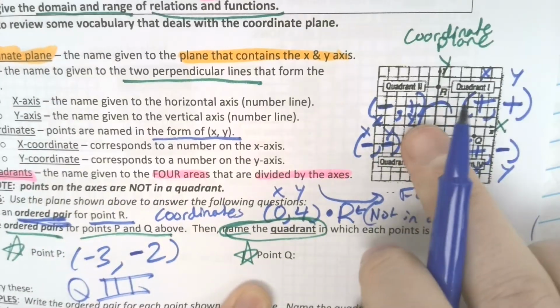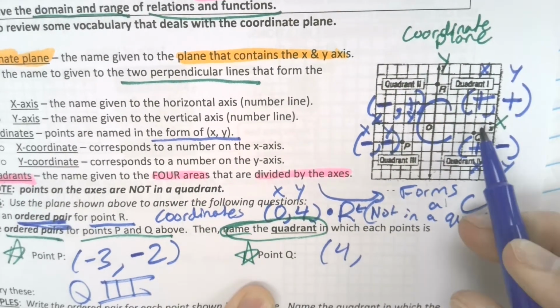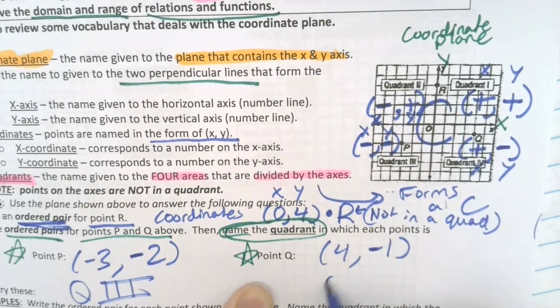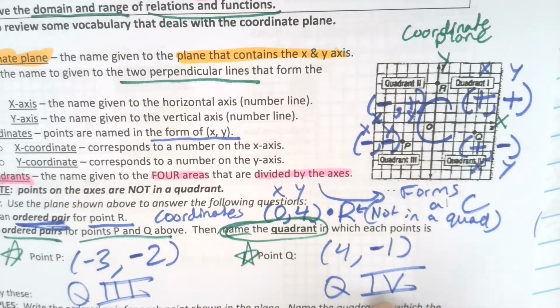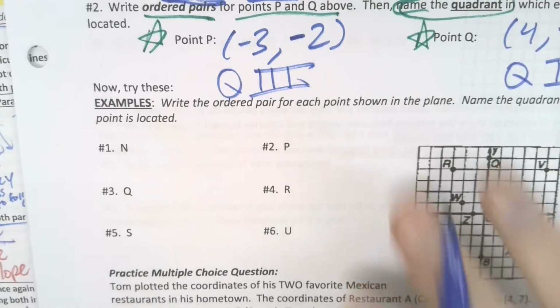Point Q, we go right, 1, 2, 3, 4. Down 1. And that is in the bottom right, quadrant 4. Nice work, guys. Hopefully you're feeling pretty good about that.